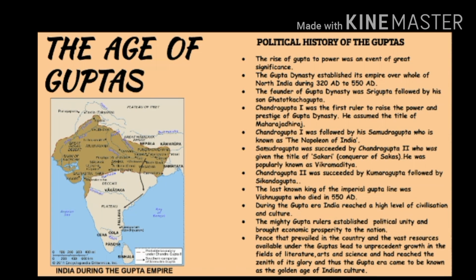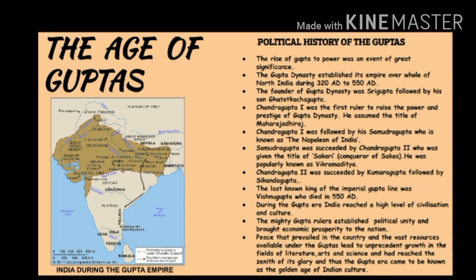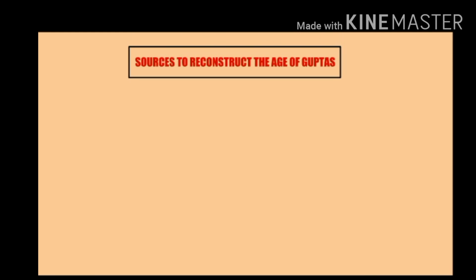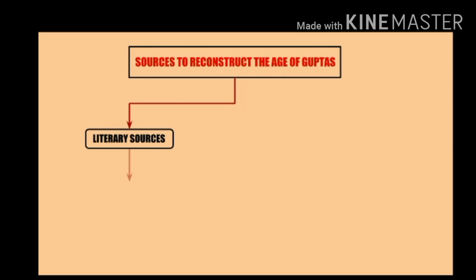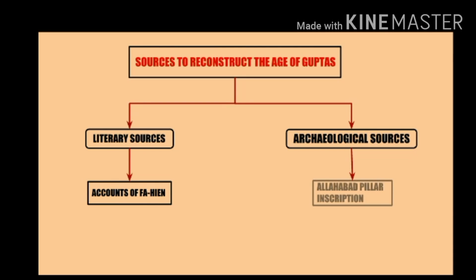The mighty Gupta rulers not only established political unity and economic prosperity, but also led to unprecedented growth and progress in the fields of literature, art, education, culture, and science. And thus the Gupta era came to be known as the Golden Age of Indian culture. Now, children, let's see the sources to reconstruct the age of the Guptas. The literary sources include the accounts of Fa-Hien, and the archaeological sources include the Allahabad pillar inscription.